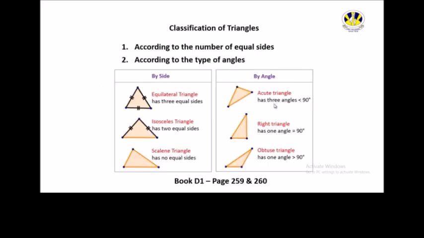To recap on what we learnt in Video Lesson 1, we can classify triangles according to the number of equal sides as equilateral triangle, isosceles triangle, and scalene triangles. Triangles can also be classified according to the type of angles: acute angle triangle, right angle triangle, and obtuse angle triangle. We should always remember that all the interior angles of a triangle add up to 180 degrees.